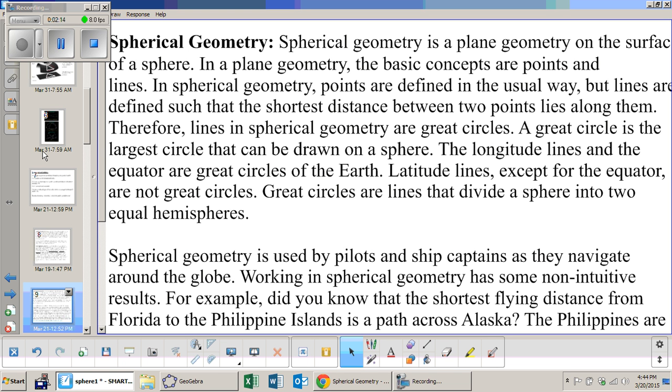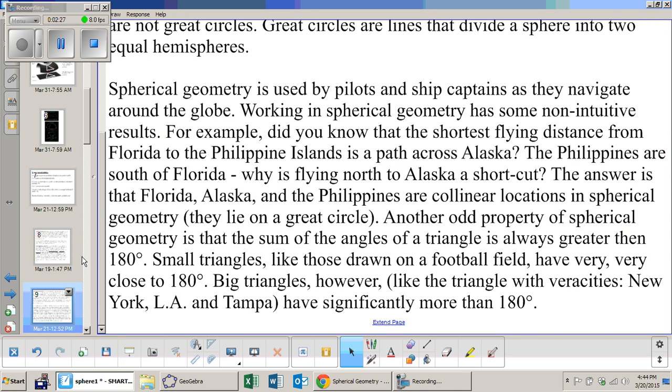The longitude lines and the equator are great circles of the Earth. Latitude lines, except for the equator, are not great circles. Great circles are lines that divide the sphere into 2 equal hemispheres. Spherical geometry is used by pilots and ship captains as they navigate around the globe. Working in spherical geometry has some non-intuitive results.